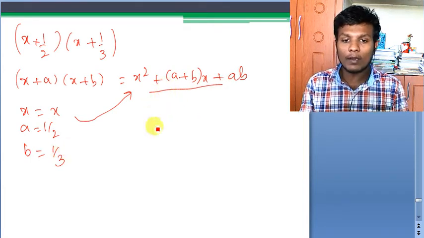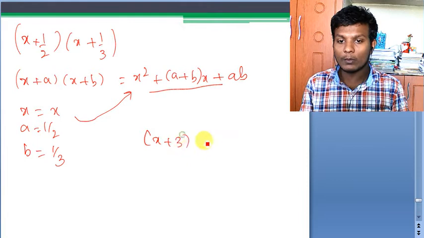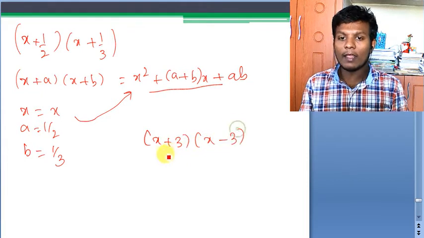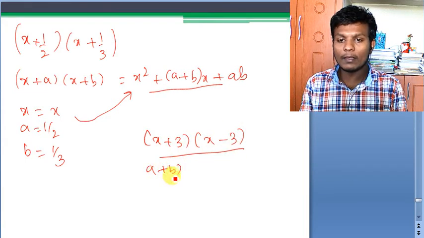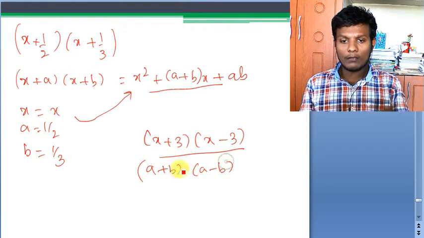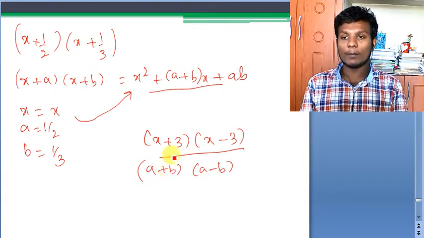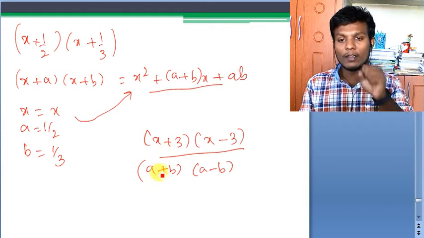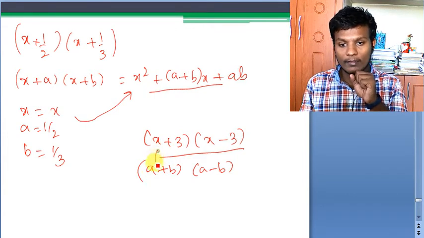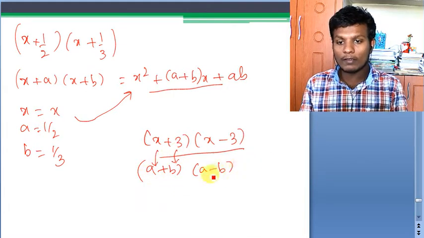And sometimes what will happen, (x + 3)(x - 3). Again it is the form of (a + b)(a - b). Always try to use a different set of variables than in the identity, right? So here I can say x is equal to a and this 3 is b. So what is (a + b)(a - b)? It's basically a² - b².